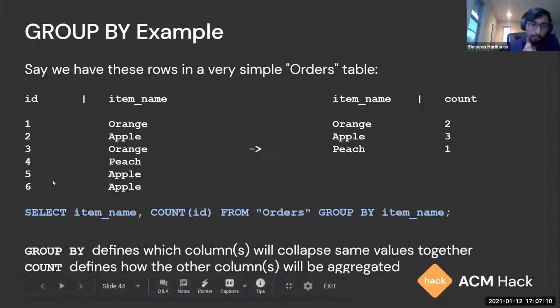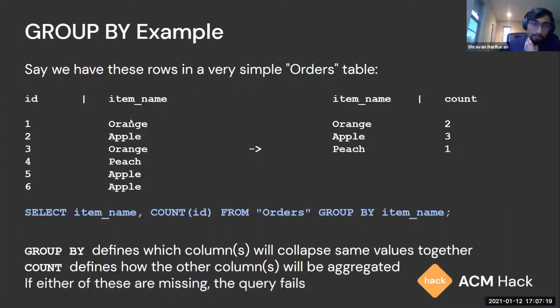If you see on the left side, this table is all the rows in our orders table. You can see that item name has 2 rows that are orange, 3 rows that are apple, and 1 row that's peach. So when we group by item name, we are combining rows that have the same value in our group by column. And how we're combining them is defined by the aggregate function we use.